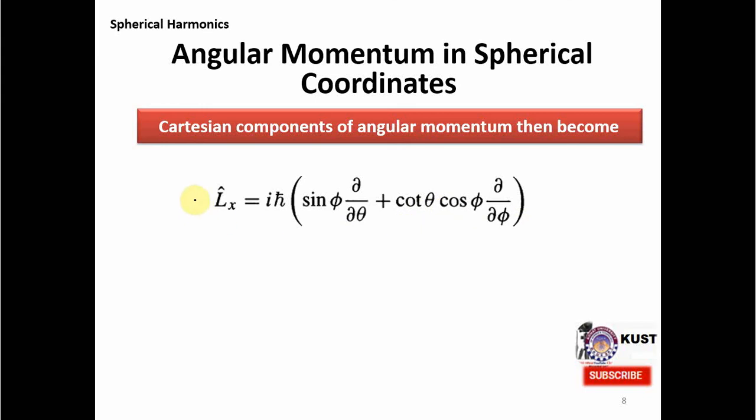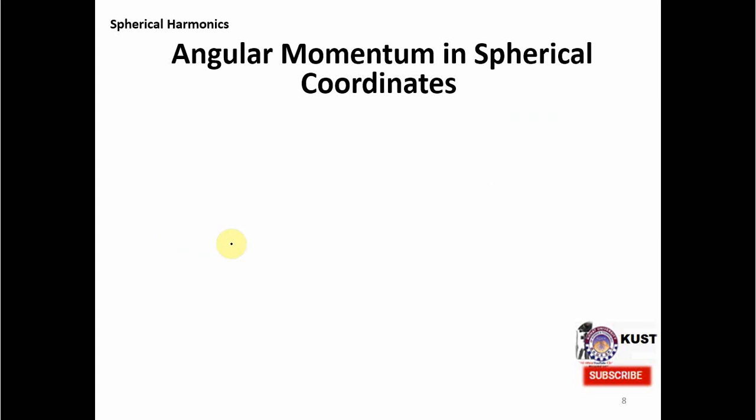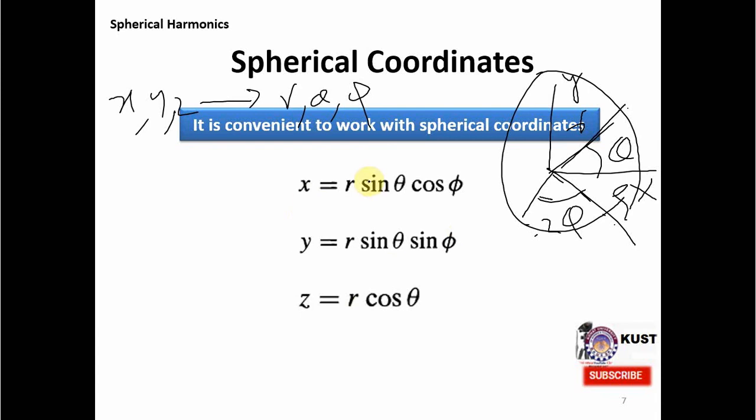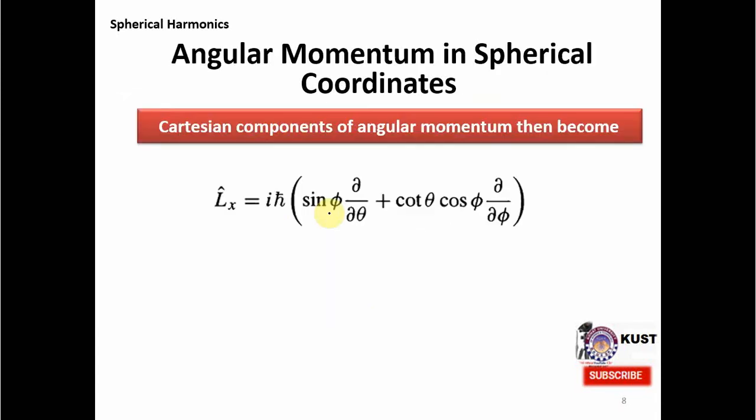How can you calculate this Lx? It's a very simple calculation. You know Lx in Cartesian coordinates from our previous lecture. Just use the equations on the previous slide, and use these equations to transform Lx in Cartesian coordinates into spherical coordinates. So this is left as an exercise for you: kindly write Lx in Cartesian coordinates explicitly, and then use these equations to change it to spherical coordinates.